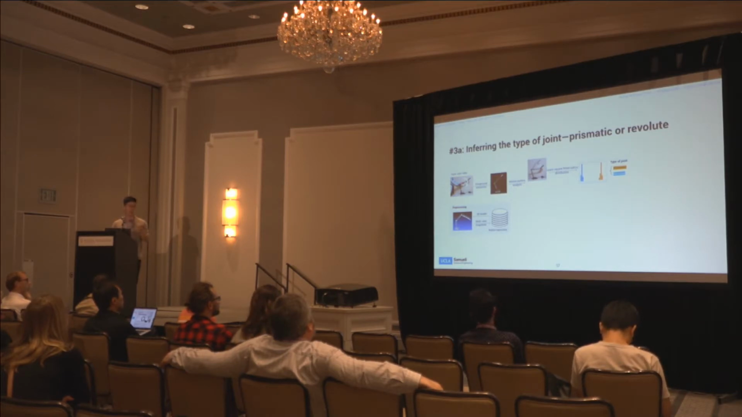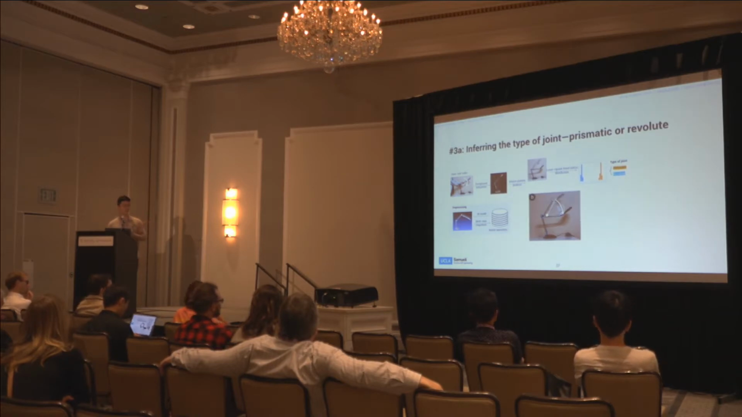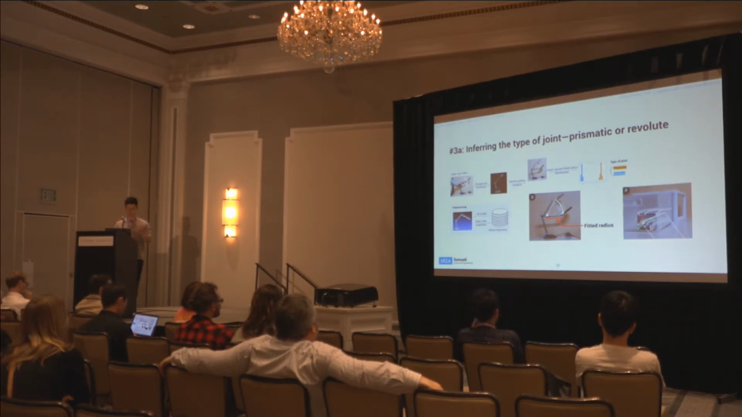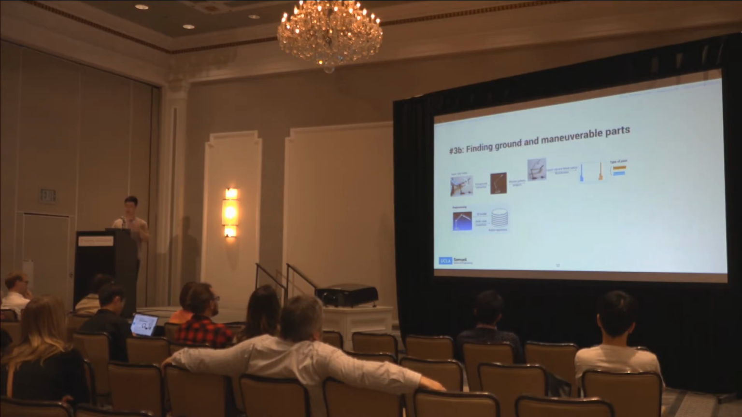The rationale behind it is that the fitted radius of a revolute joint is relatively small, while the radius of a prismatic joint is close to infinity. Take, for example, this lamp: the fitted radius is similar to the length of the second arm of the lamp, which makes it a revolute joint. And for this drawer, the fitted center of the arc is far away from the center of this figure, which makes the radius close to infinity, and makes it a prismatic joint. Now we know the type of joint.